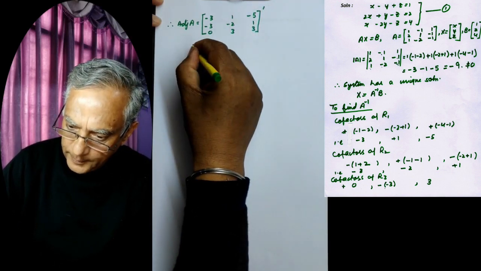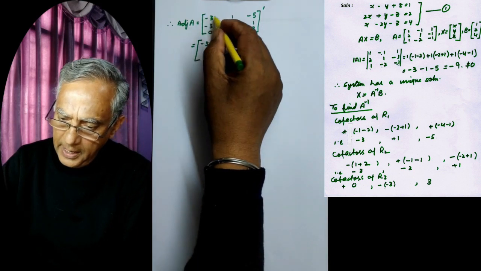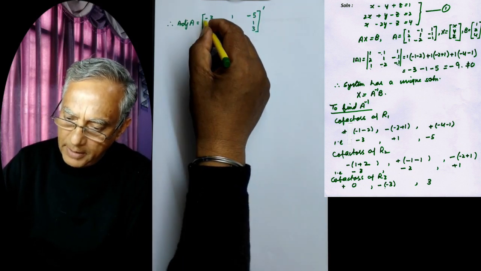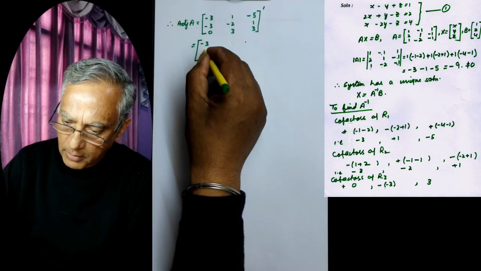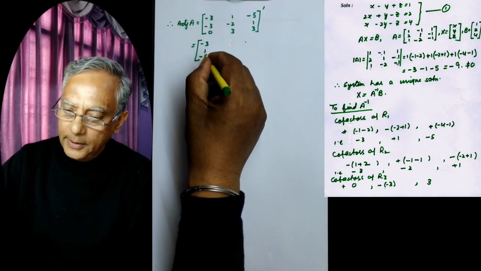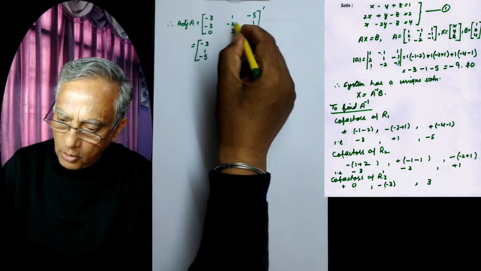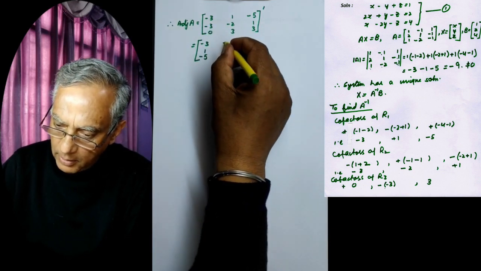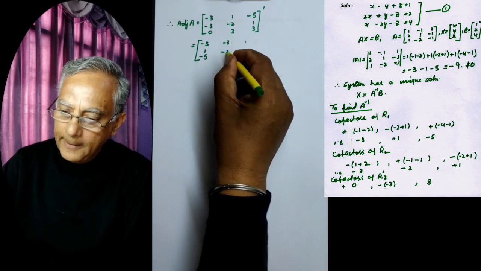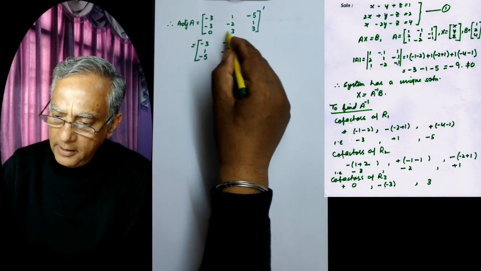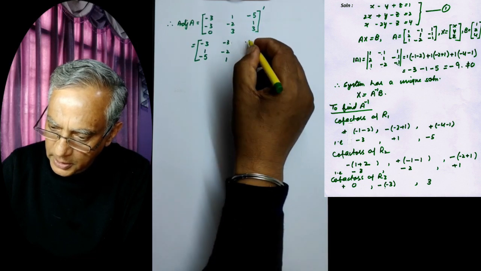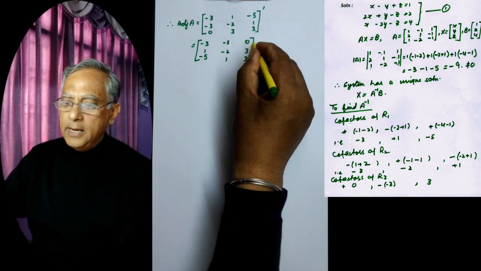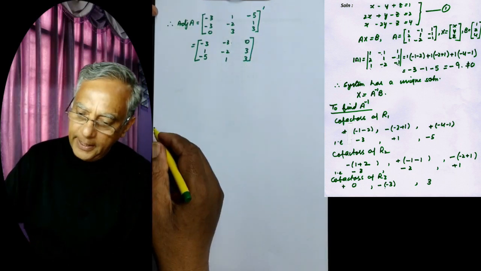This is equal to, this row will become the first column. So this will be minus 3, 1, minus 5. This will become the second column. Minus 3, minus 2, 1. And this will become the third column. So this will be 0, 3, 3. This is adjoint of A.